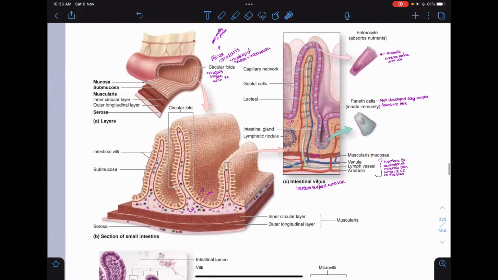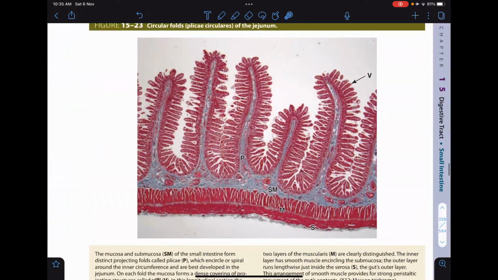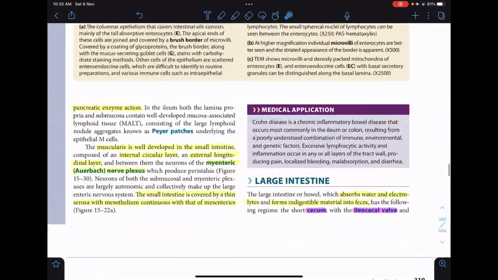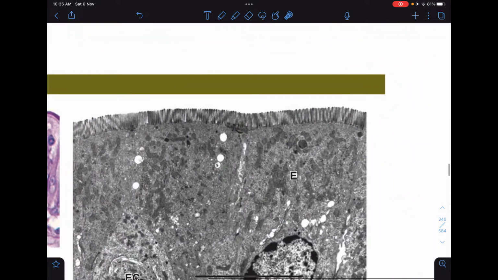I just want to find the picture to show you what I mean. So hold on. هاي مثلا زي هون, as you can see, this is a brush border. As you can see, they're densely packed microvilli.